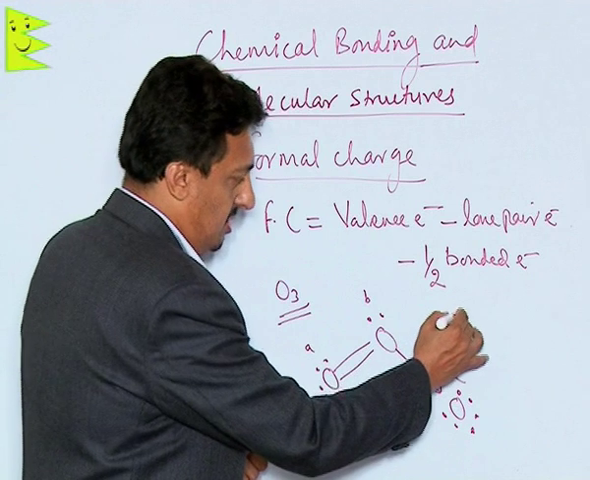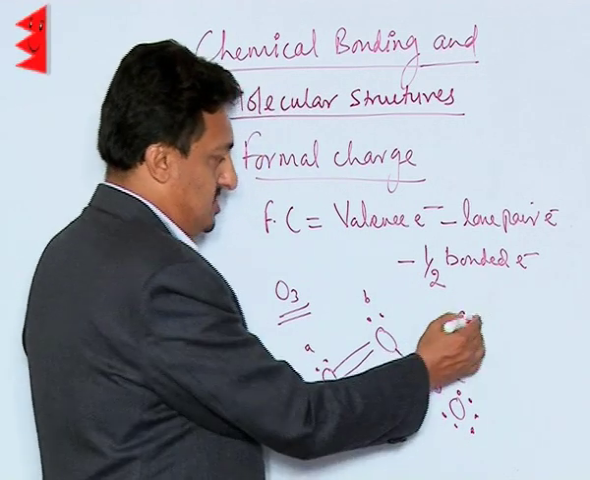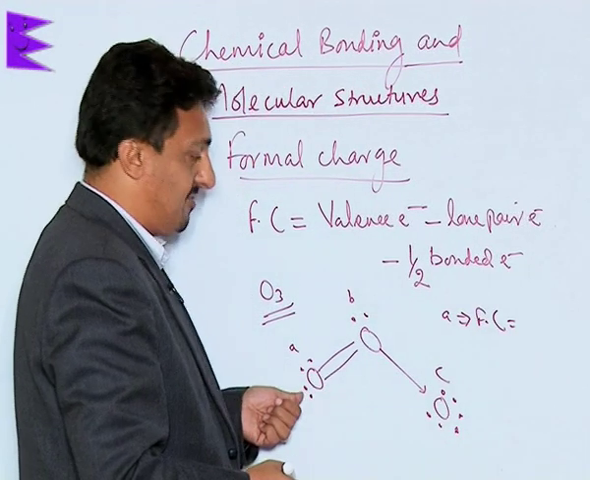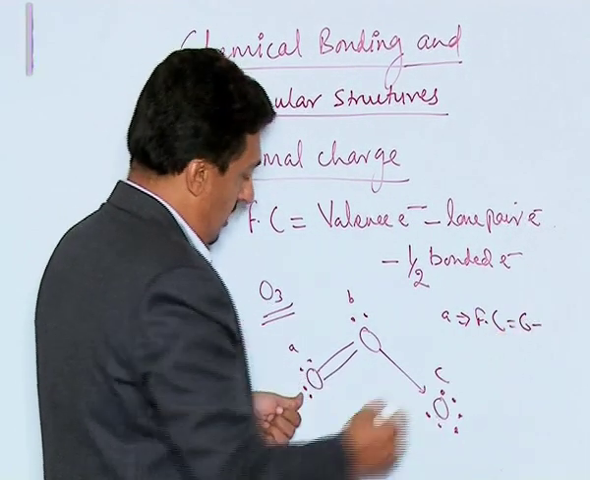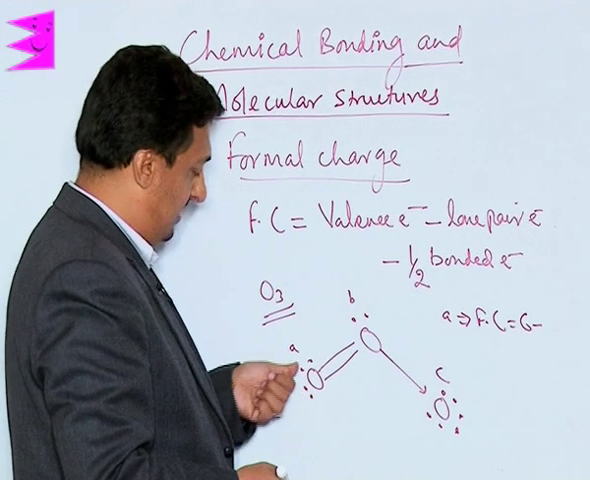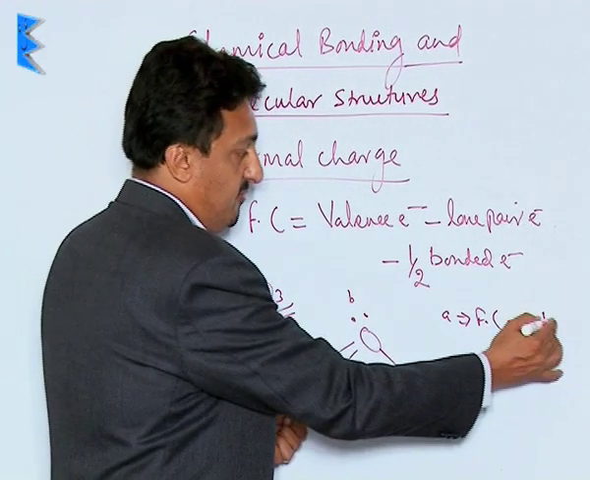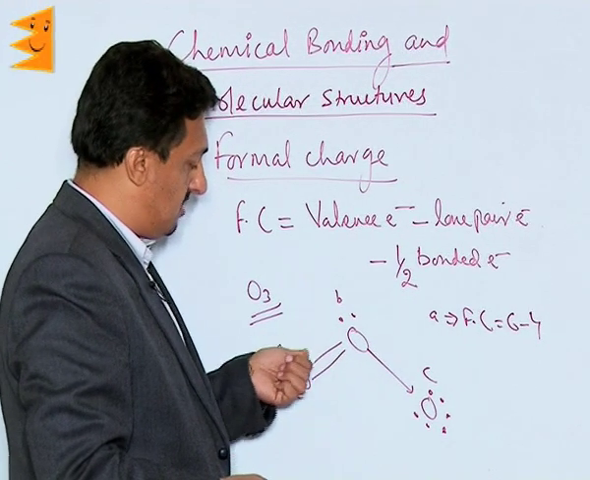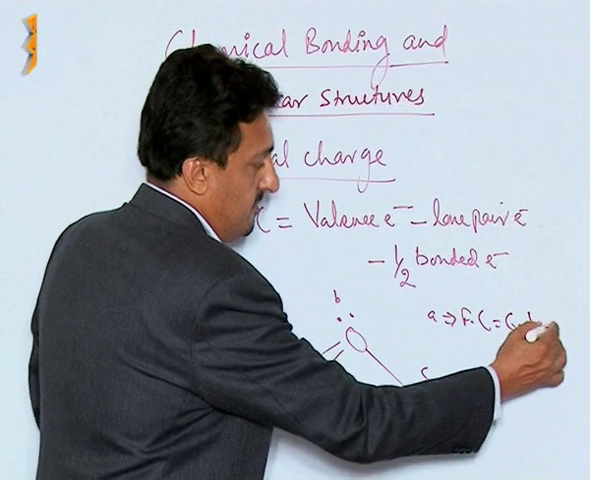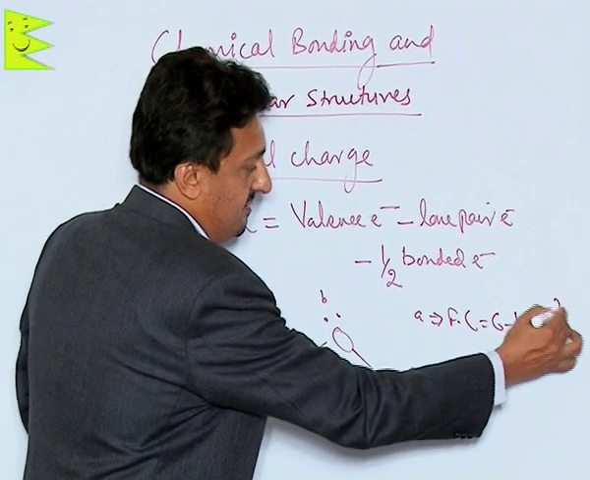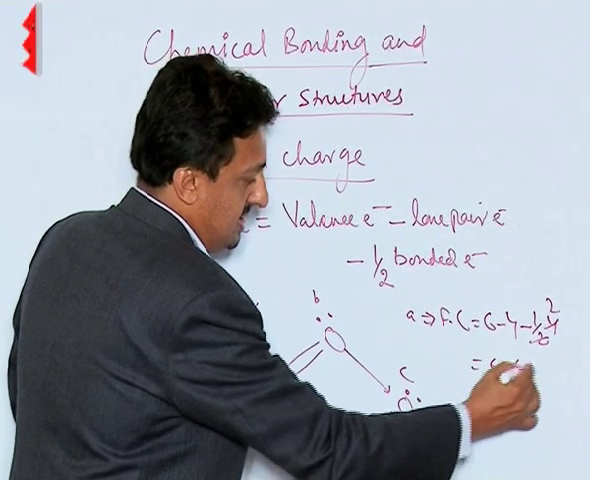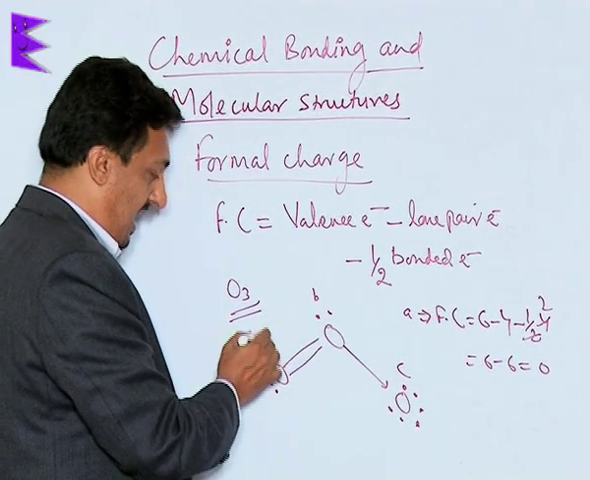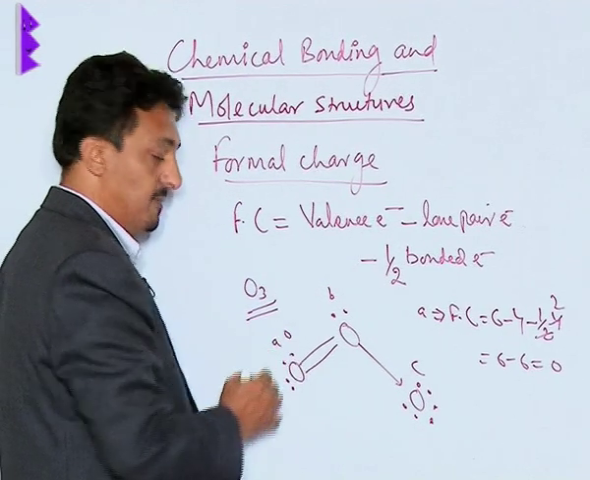Now the formal charge on A is: how many valence electrons does oxygen have? Six. How many of these are lone pair electrons? 1, 2, 3, 4. So it's 4. And how many bonded electrons? 1, 2, 3, 4. So half of 4 makes it 2. So it is 6 minus 4 minus 2, equal to 0. So the formal charge on atom A in the ozone molecule is 0.